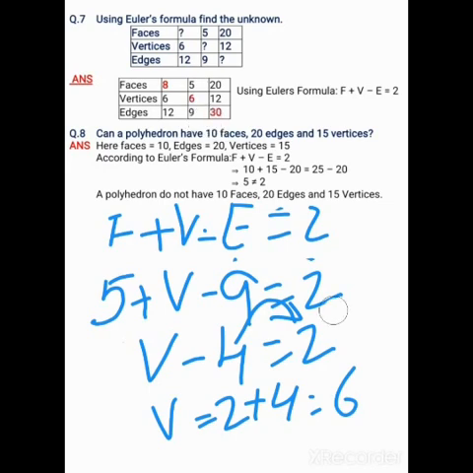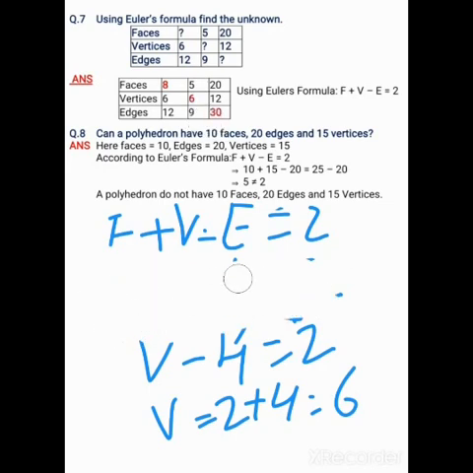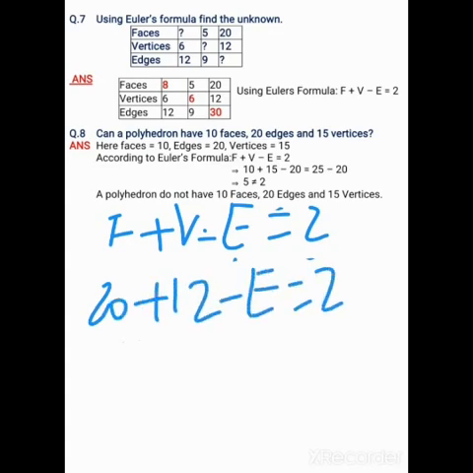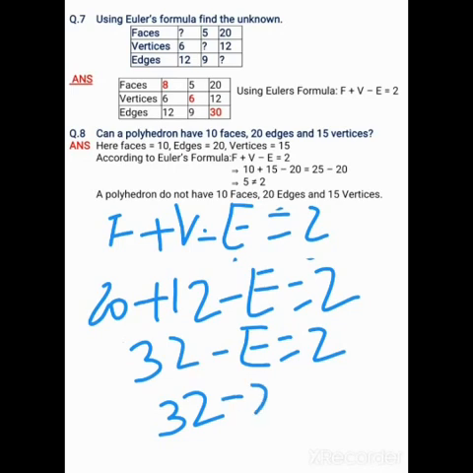Again we use Euler's formula to find the edges of the polyhedron. Faces is 20, vertices is 12. So again we put the values: 20 plus 12 minus E equal to 2. 20 plus 12 is 32, minus E equal to 2. Minus E goes to that side, and 2 comes this side, so 32 minus 2 equal to E. Therefore E equal to 30.